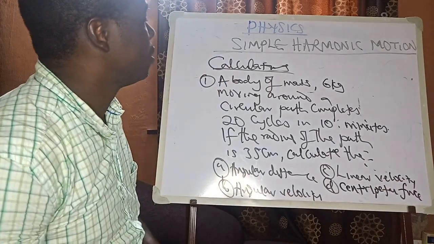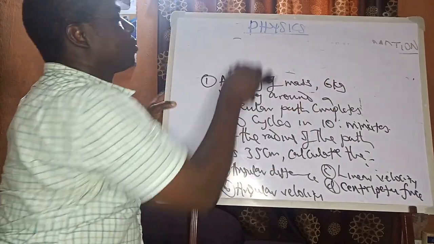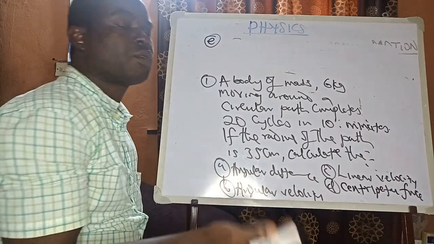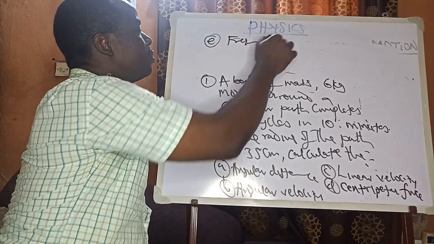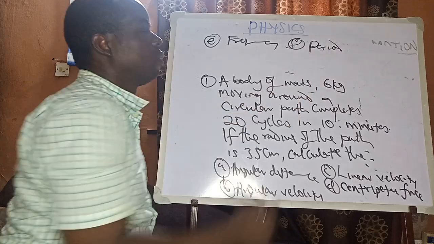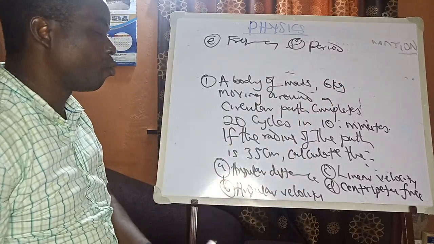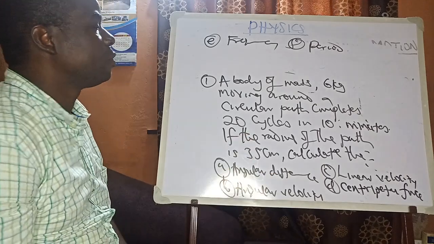Okay, let me clean here. Then E, let's solve for frequency and F, finally, period. Let's just use this to round off this particular section before we move to the next one. So please copy it down. Let's solve. Now, solution.